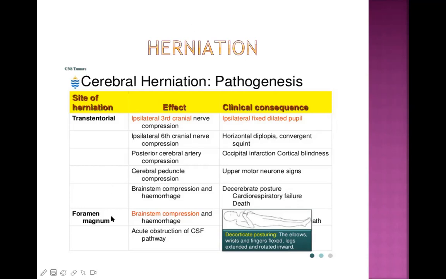Now, if foramen magnum, we have to say tonsillar herniation here. Okay, see that this is the important effect. Brainstem compression and hemorrhage can occur, which can lead to death of the patient. And along with that, there is acute obstruction of CSF pathway, because CSF is passing from the subarachnoid space towards the subarachnoid space of spinal cord, I should say. It is going towards the spinal cord through that area, so it is acutely obstructed there, resulting in severe rise in intracranial pressure. So these are the different aspects of cerebral herniation.